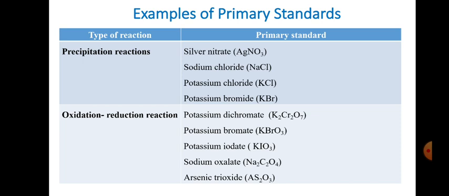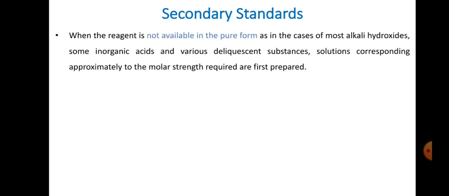Okay, so with the help of these primary standards we can prepare a standard solution. They are present in high purity, so we can have a solution of known concentration, and then we can use that solution for comparing other substances or finding the purity of the other substances we have prepared. Then there is another kind of standard which we refer to as a secondary standard.